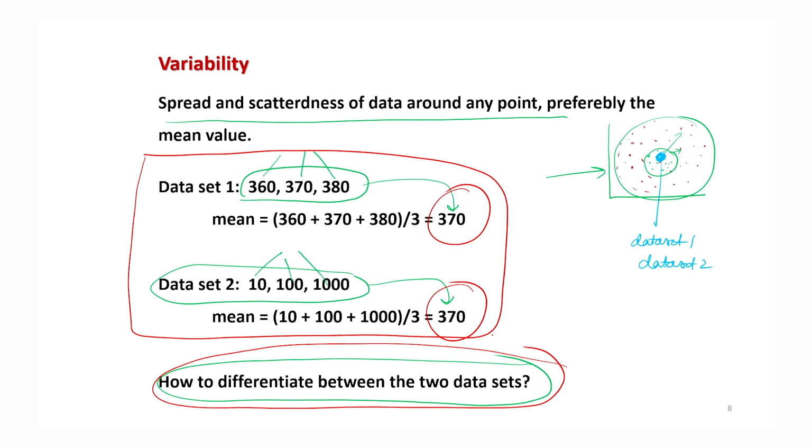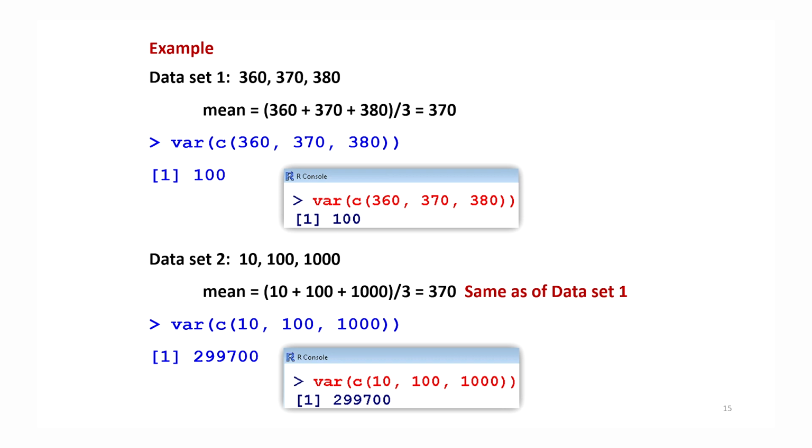So now I have got the answer, that find out their variances. That is what I have done here. If you try to see, the mean for data set 1 is 370, but when you want to find out the variance of this data set, it is coming out to be 100. And for the second data set, the mean is 370, same as the first data set, but its variance is coming out to be 299700. It is very high.